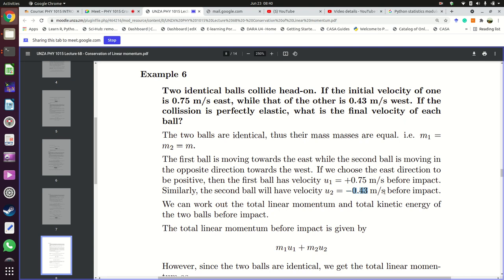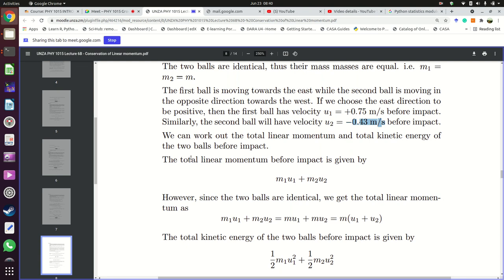So our choice of direction makes us have these two velocities. U1 equals plus 0.75 meters per second and U2 equals minus 0.43 meters per second. With this information, since the masses are identical, it's possible for us to find out the total amount of motion which is happening before impact, because these balls are going to collide. So the total amount of motion before impact is given by the total linear momentum before impact. That's going to be the mass of the first ball multiplied by the velocity of the first ball plus the mass of the second ball multiplied by the velocity of the second ball, like that.